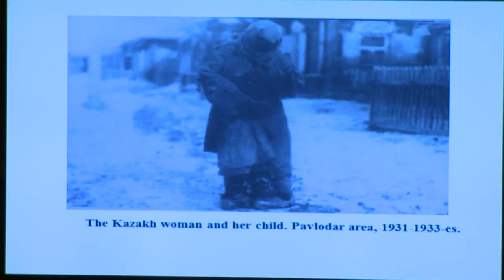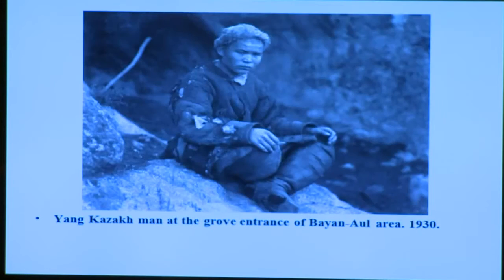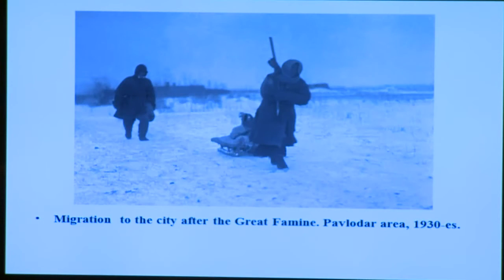And from 40 million head of stock, in 1933 only 4 million were left. And an analysis by our historians and demographers shows that my people lost 2.2 million people, and that was 49% of the population at that time, and 600,000 Kazakhs migrated to neighboring countries. And that was the end of Kazakh nomadic culture.